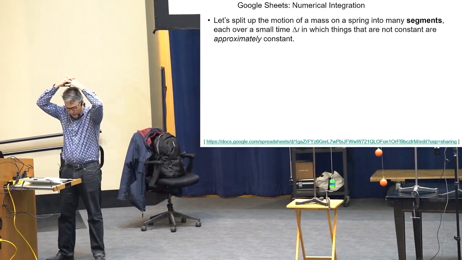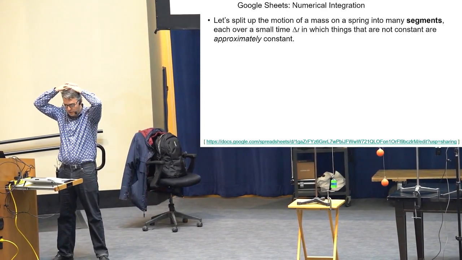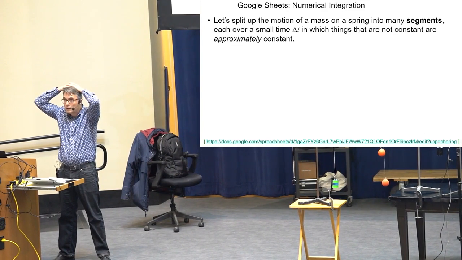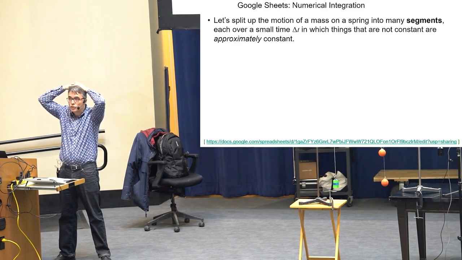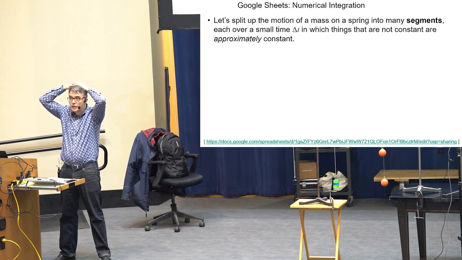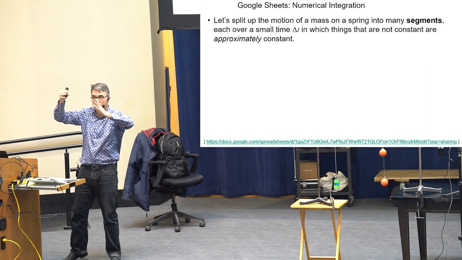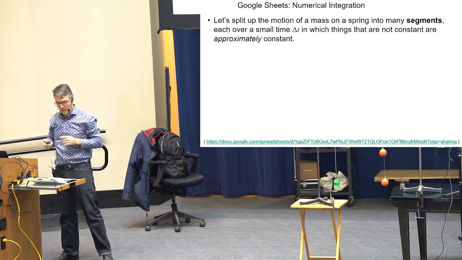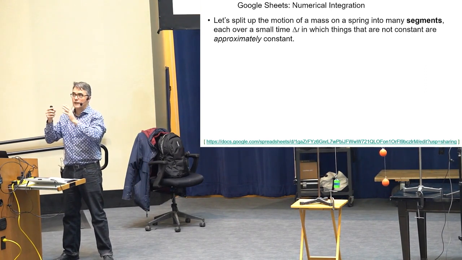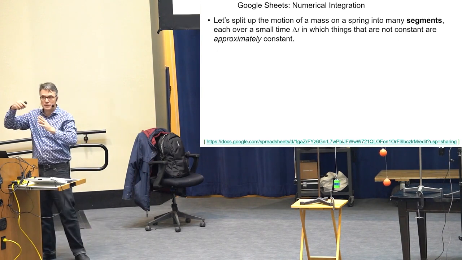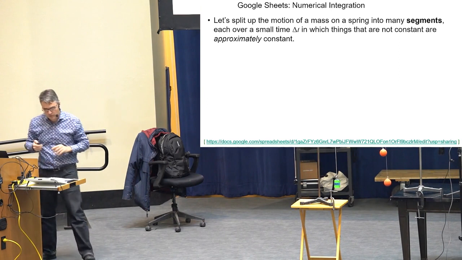Here's the strategy. We'll split up the motion of a mass on a spring into many segments, where for each segment, the initial velocity of the next segment is the final velocity of that first segment. And we're just going to keep doing that again. And then also, the final position of that first segment becomes the initial position of the second segment. So you get it, right?